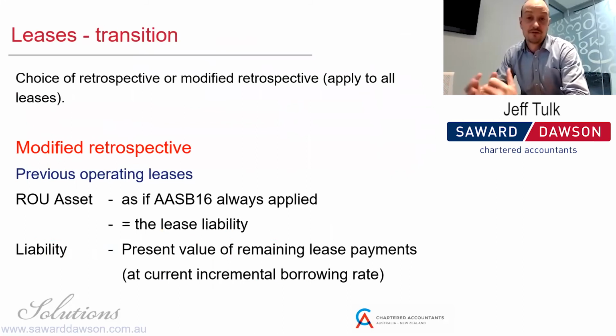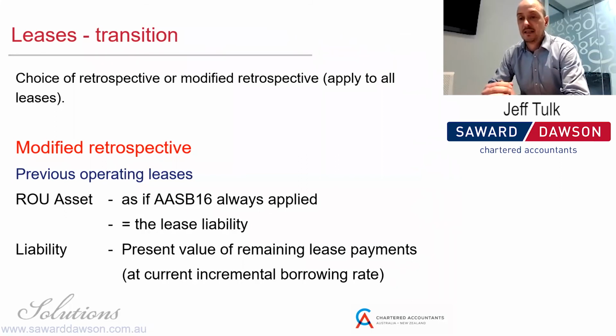I'm about to go through the transition period. Transition just simply means when you move from applying the old accounting standard to the new AASB 16. So there's a choice of retrospective and modified retrospective approach. The modified retrospective approach is for previous operating leases: you could calculate your right to use asset as if AASB 16 had always applied, or you could simply calculate what your lease liability is and make that the equal amount.